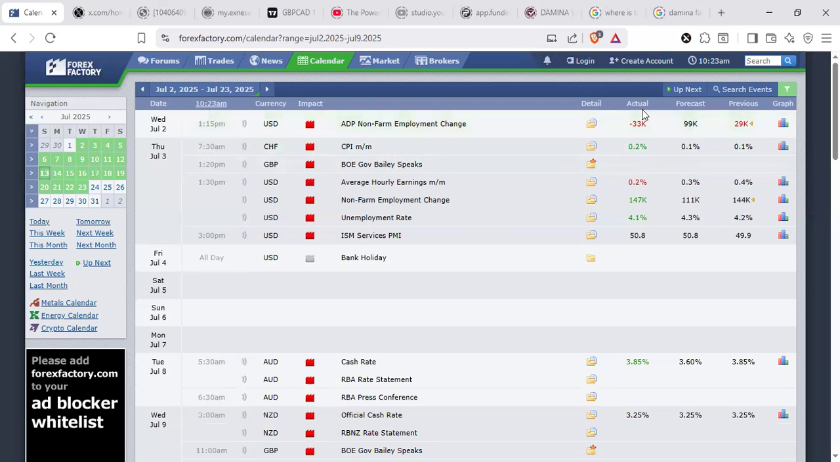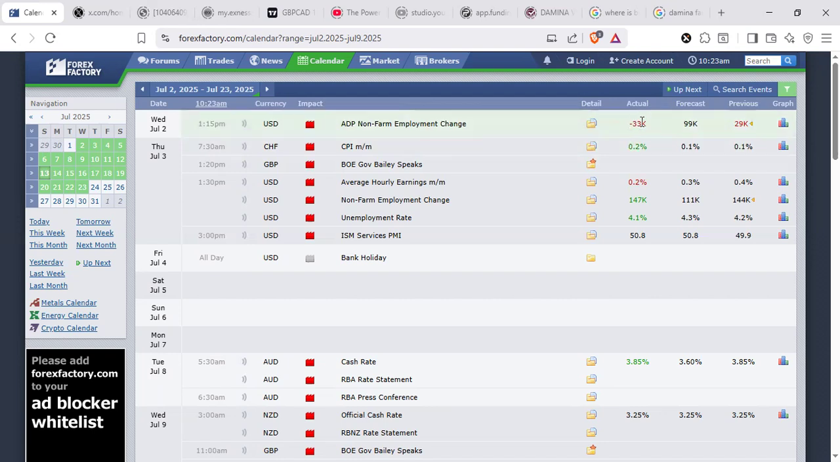After the news has been released, you come to the actual here. For instance, the first one, ADP non-farm employment change, you see the actual here is minus 33K. And the most important thing you're going to be looking out for is the color of the actual, right? In this case, you see that this minus 33K is in red. What it means is that it is affecting the dollar negatively, right? So this news is for the USD and the actual is minus 33K and it's in red. It means that it is bad for the dollar, so it's going to affect the dollar negatively.